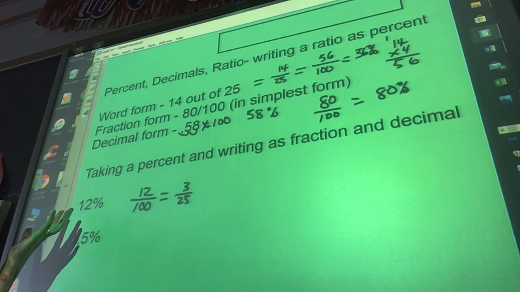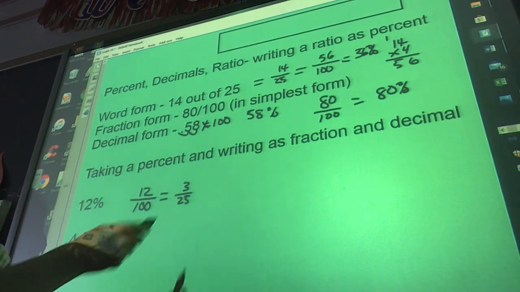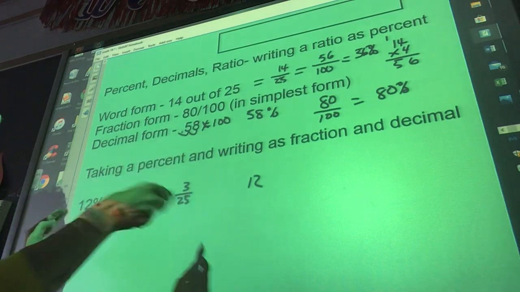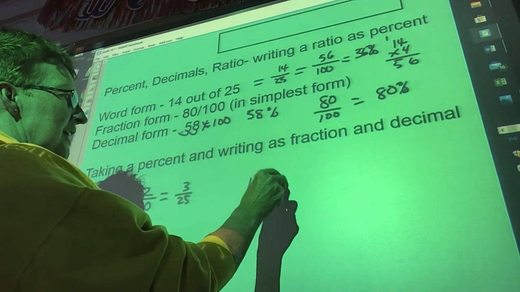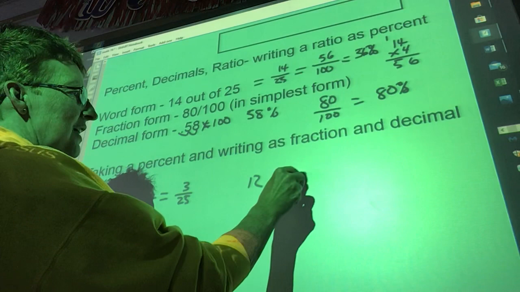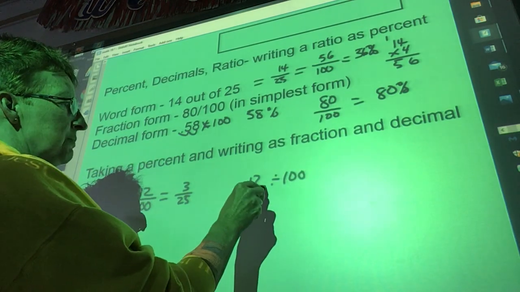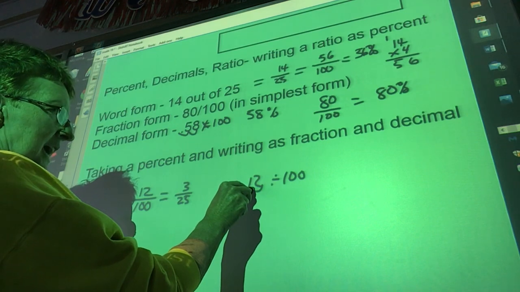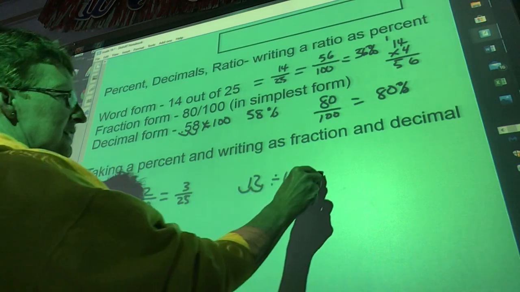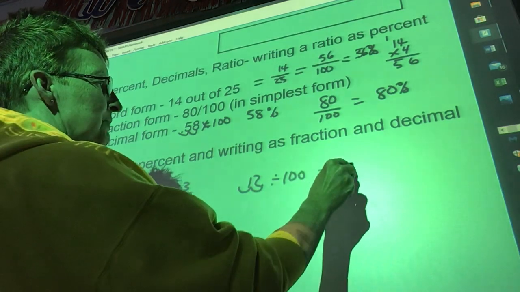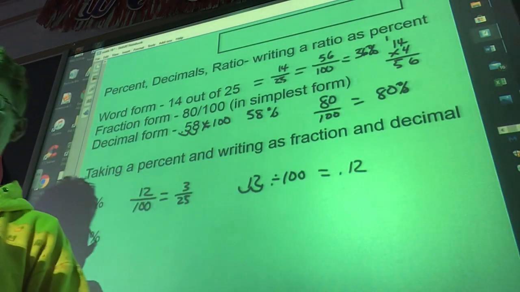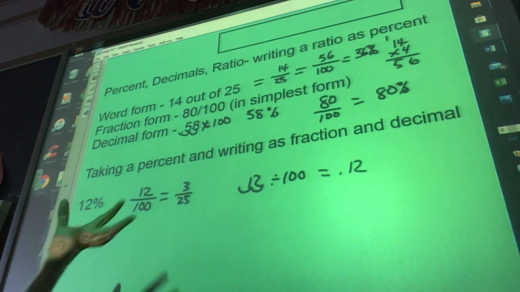The decimal. Changing this into a decimal is really easy. I just take my 12, and then instead of multiplying by 100, I'm going to divide by 100, which means I'm just moving the decimal point the opposite way, to the left, 2 places. So my decimal value for 12% is 0.12. Okay? Easy, huh? Exactly. Easy.